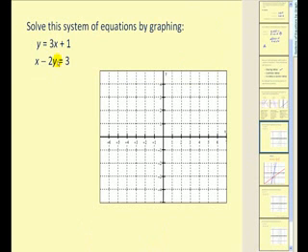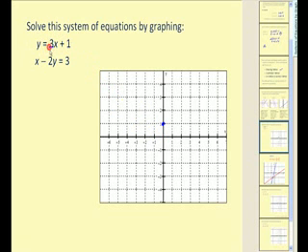Okay, so let's give it a try. We want to solve this system by graphing. So what we're going to do is graph the first line, graph the second line, and analyze the results. So in order to graph this first line, it's in slope-intercept form. We have a y-intercept of positive 1.